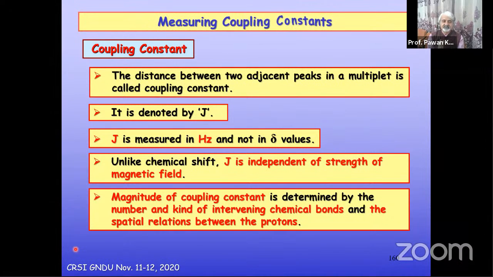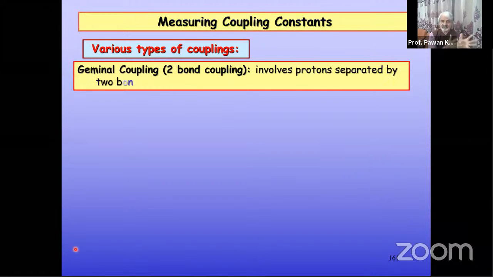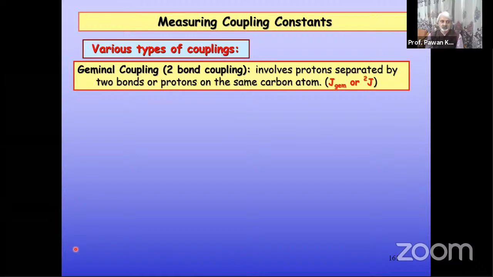Chemical shift is dependent on the applied magnetic field, but the coupling constant is independent of the strength of the applied magnetic field. The magnitude of the coupling constant is determined by the number as well as the kind of intervening chemical bonds and the spatial relationship between the protons. But coupling is through bonds. It is not through space. Although the spatial orientation affects the coupling constant, the coupling is still through bonds and not through space.